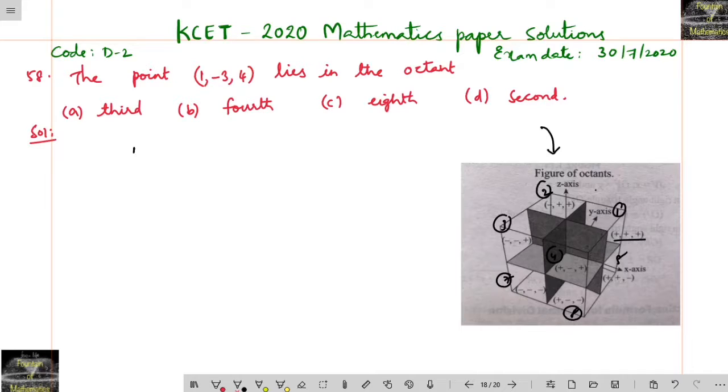And in our problem, 1, minus 3, 4 means positive, negative, and positive. So positive, negative, and positive, in which octant is it observed? It is in the 4th octant. So we can give the answer as the 4th octant. Okay, next one.